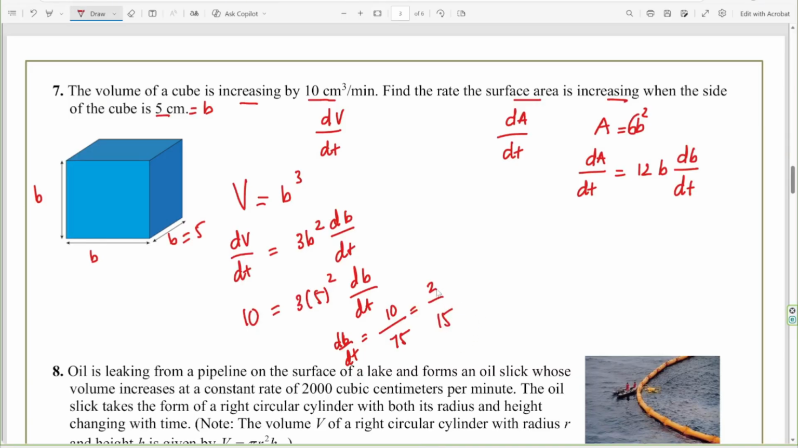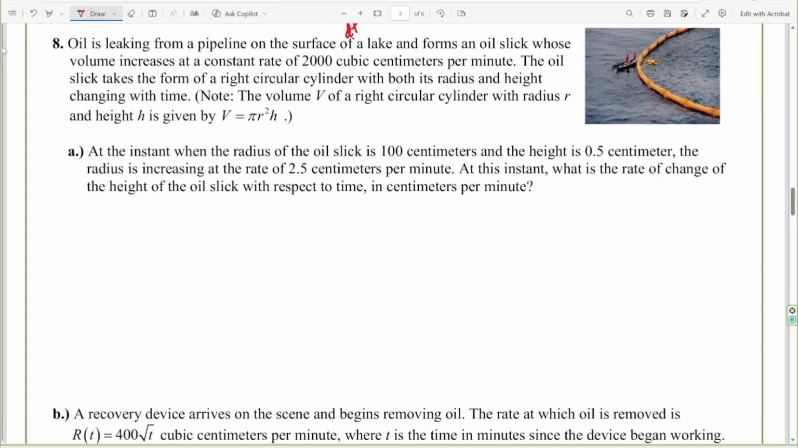Then we substitute 2 over 15 for dB over dt right here. So we have dA over dt equals 12 times 5, and then times 2 over 15. Now if you simplify 5 and 15, it's going to be 3. 12 divided by 3 is going to be 4. 4 times 2 is going to be 8. So dA over dt equals 8 square centimeter per minute. Now let's move on to question 8.